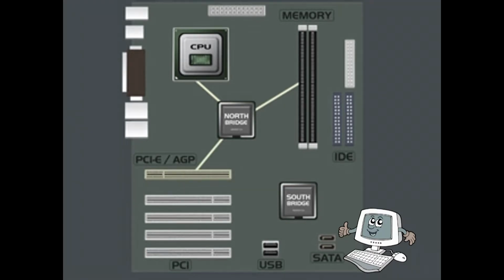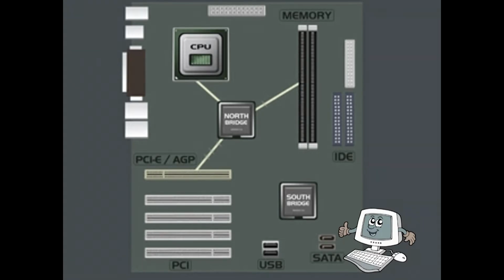So in order for the CPU to communicate with the memory and the AGP or PCI Express bus, it has to go through the North Bridge first. So the North Bridge acts like a communication middleman between the CPU, AGP or PCI Express, and memory.